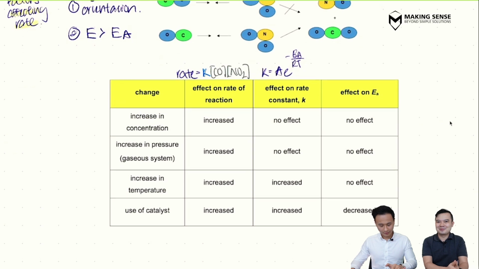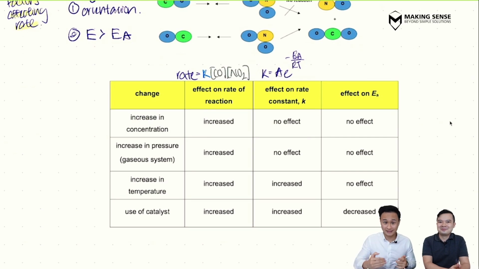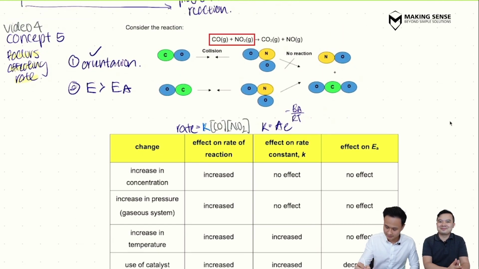Now guys, instead of just memorizing this blindly, recall what you have learned in rate equation. From the rate equation, you can tell the factors that actually affect rate. So what I'm going to have for you here is a very simple reaction: CO plus NO2 gives you CO2 and NO. Now I'm going to assume this reaction is elementary. That means one step, so it's a one-step reaction.